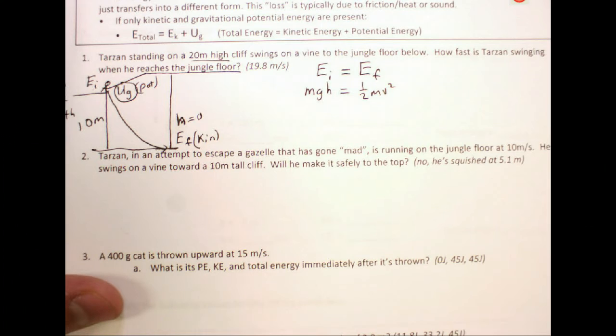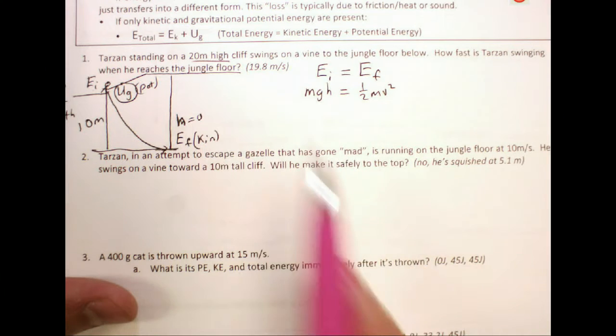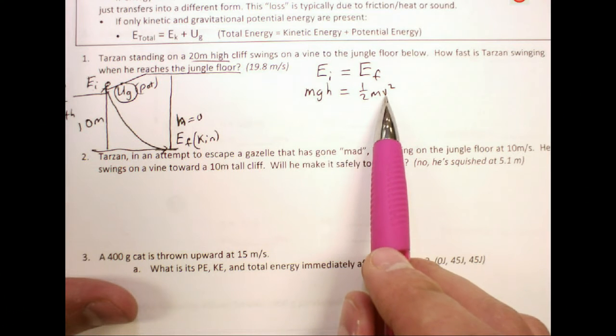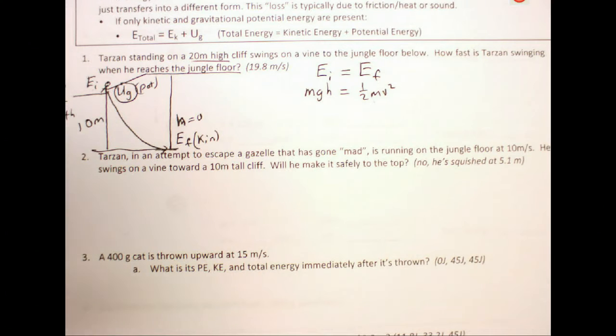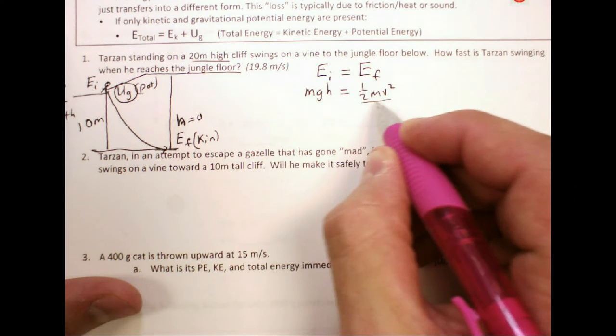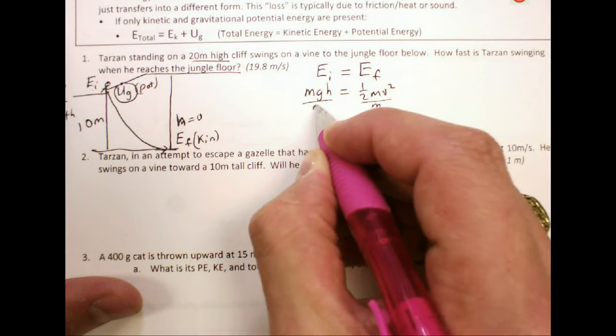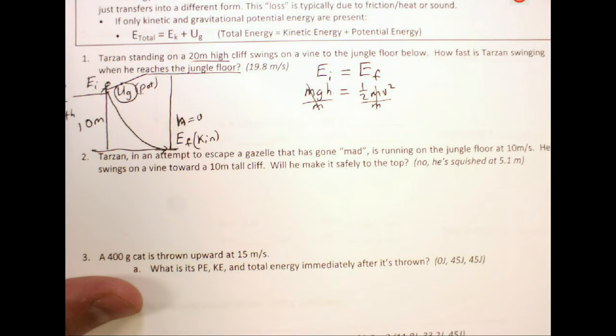Next, we should be able to plug everything in and solve. The only problem is we don't really have everything we need. We know gravity is 9.8. We know height at the beginning is 20. We want to find his velocity, but we don't have his mass. They don't give it to us, and the reason they don't is because you can mathematically get rid of it. We can divide by m on both sides, and that makes mass go away. So we don't need it anymore.